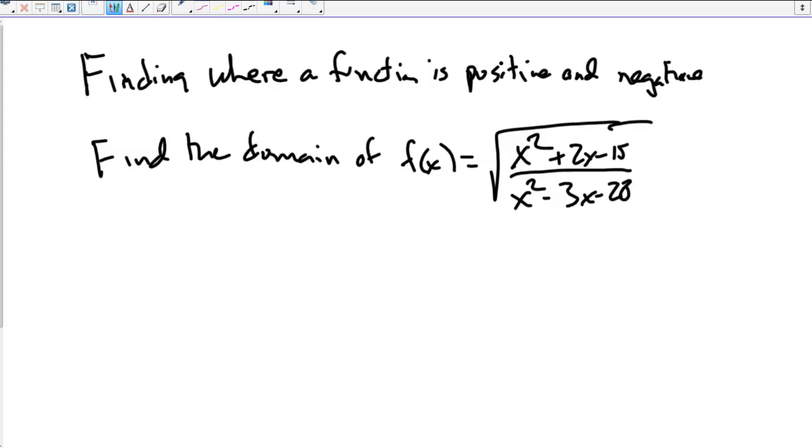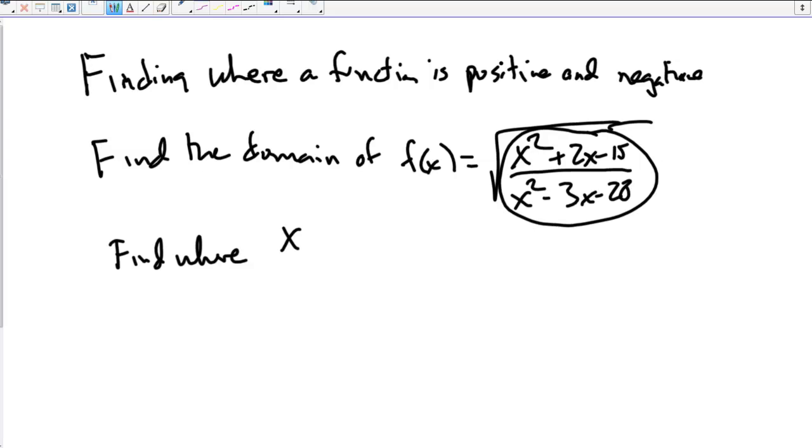Because we have a square root here, we want whatever's inside this square root to be a positive number, or 0. Therefore, the question boils down to finding where this expression, x squared plus 2x minus 15 over x squared minus 3x minus 28, is greater than or equal to 0. And that would find us our domain.